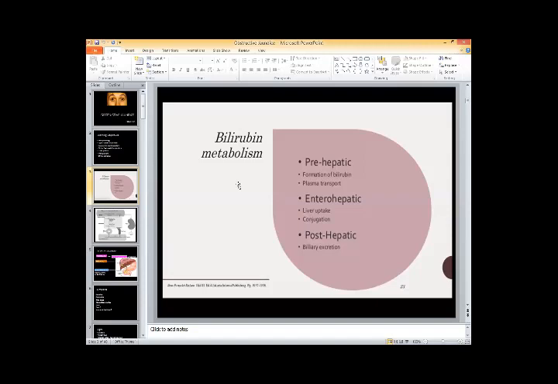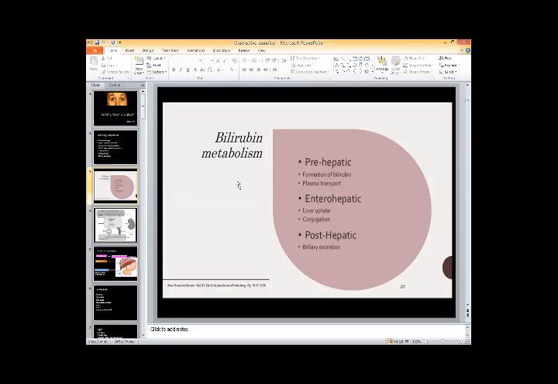The third phase is post-hepatic, in which the liver, after conjugation of bilirubin, secretes this conjugated bilirubin into the biliary ducts. Through these biliary ducts, it goes into the common bile duct and then into the duodenum. From the duodenum, it goes down into the small intestine, where it is metabolized, broken down and reabsorbed further. So these are the basics of bilirubin metabolism.